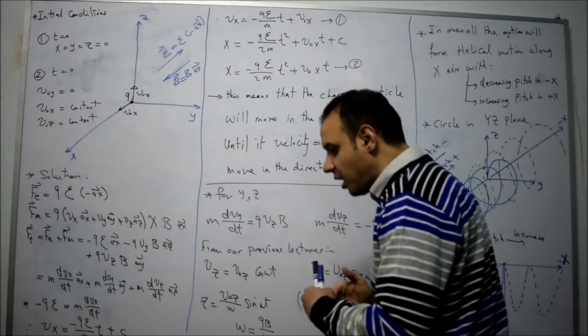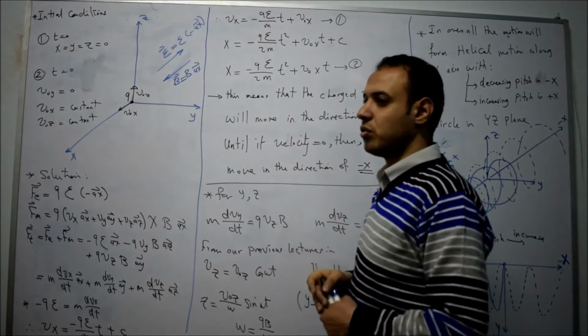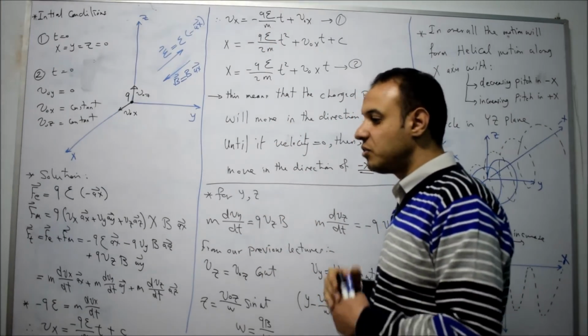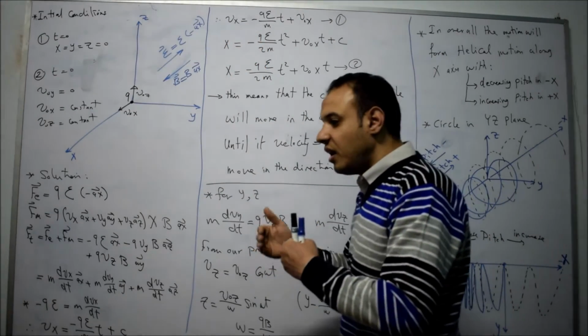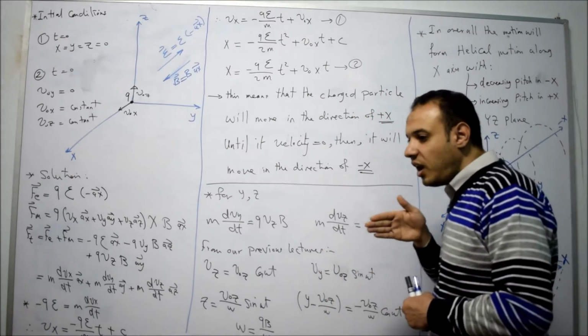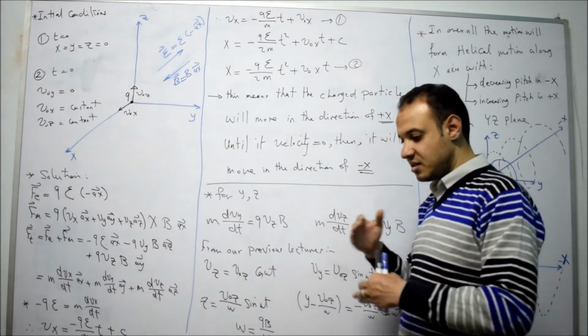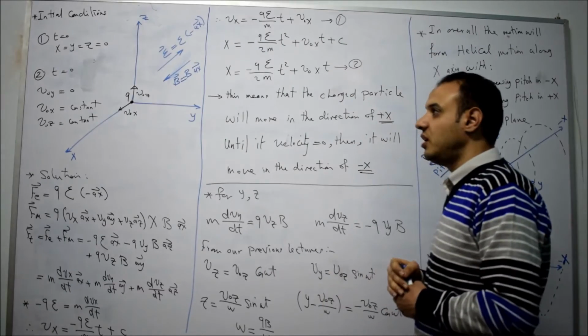As t increases, this term will increase also. So we'll make some subtraction. This means that the velocity will be less than its value at t equal to 0. So the velocity in x direction is decreasing by time. As the time goes, the velocity will be decreased.